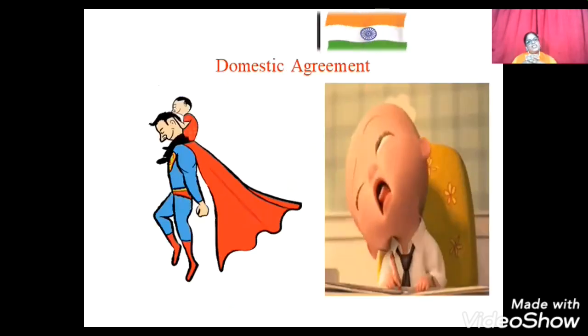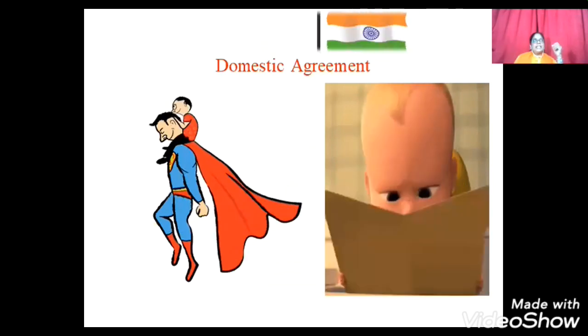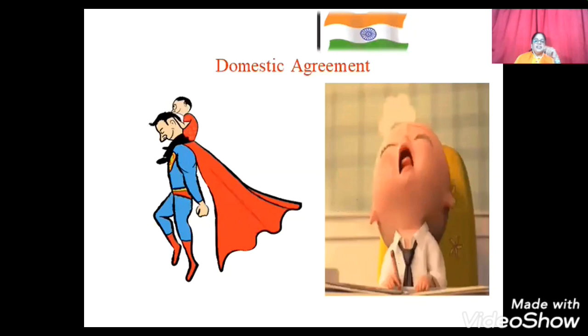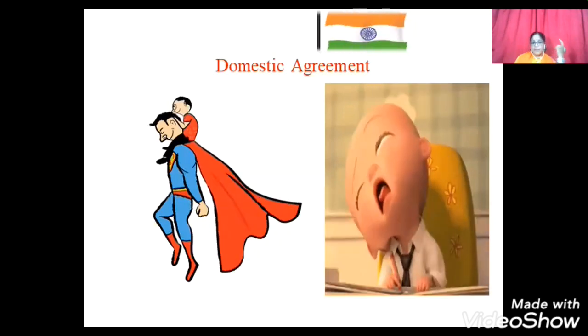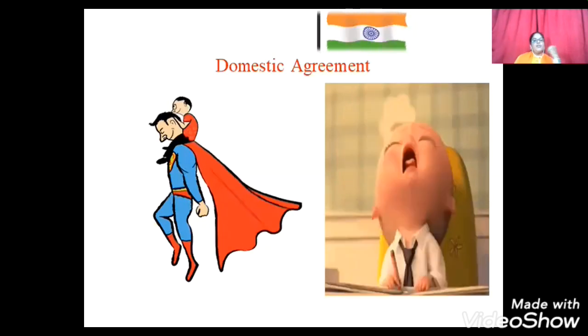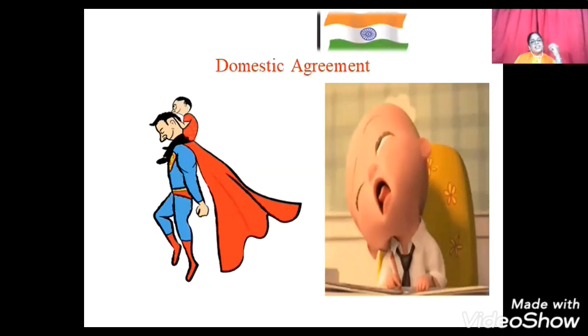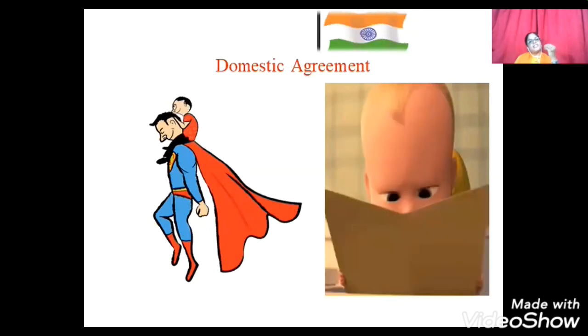Right, then comes the domestic agreement. Domestic agreement, as I said, is an agreement which is made between the family members. On the left hand side, you can see a child sitting on the shoulders of a superman. For every child, every son, his father is a superman, his father is a hero. So this child asked his father to purchase a bicycle for him. His father said that I'll purchase a bicycle for you only if you pass in your exam.